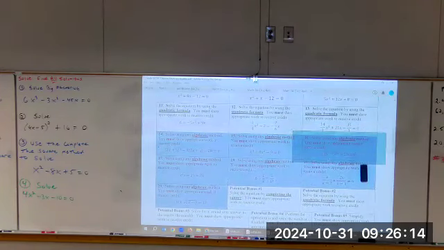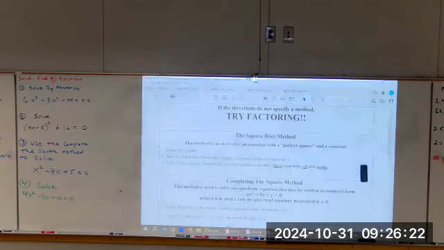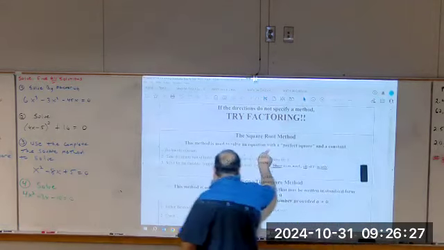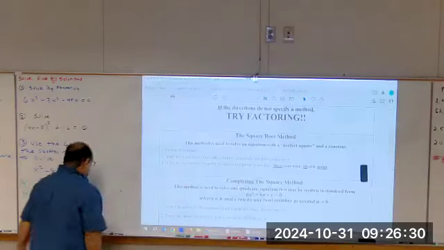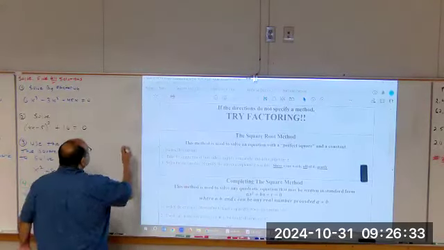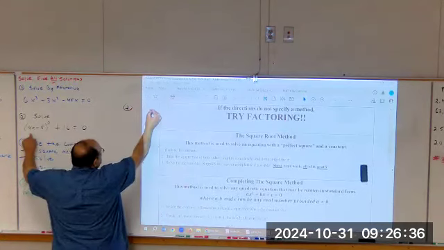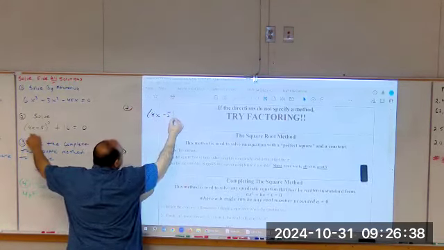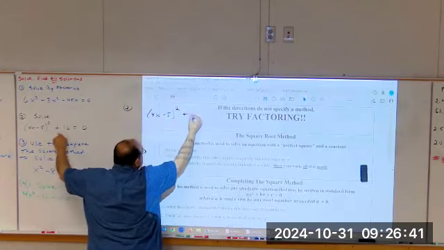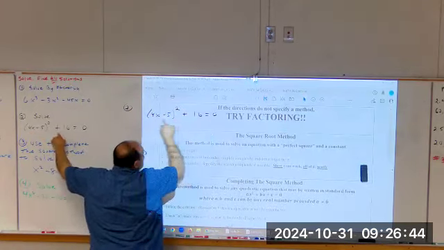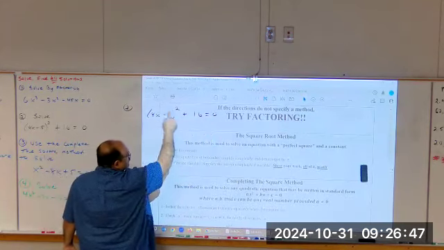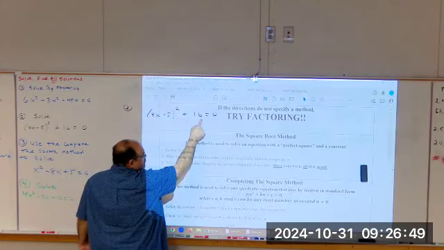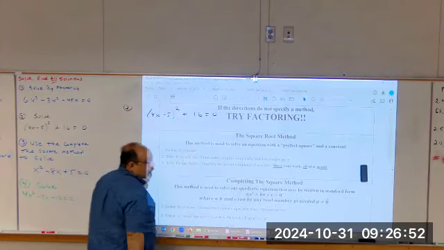You have a perfect square and a number. When do we use the square root method? This method is used to solve an equation with a perfect square and a constant. 4x minus 5 perfect square plus 16 equals 0. A perfect square, 4x minus 5 to the second, and a constant. Square root method.